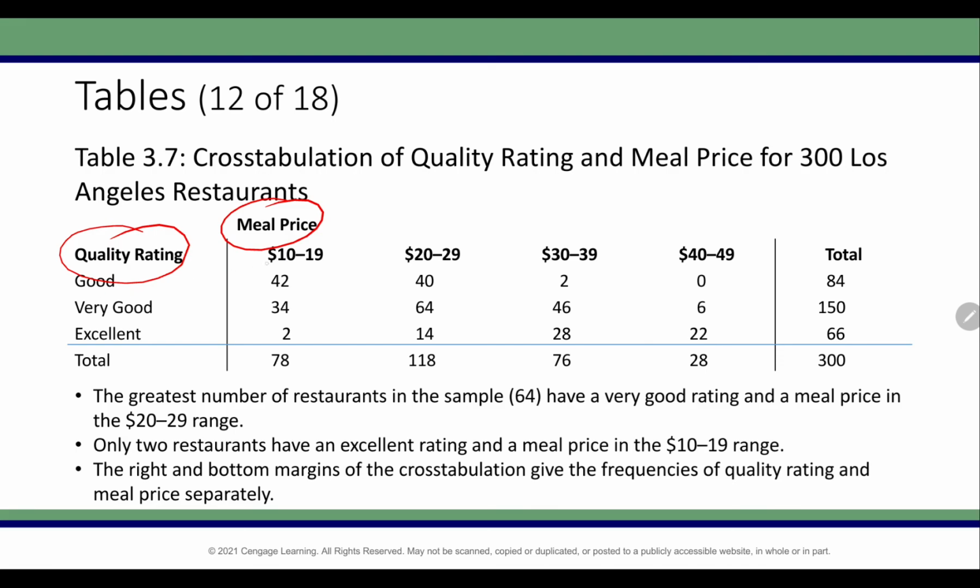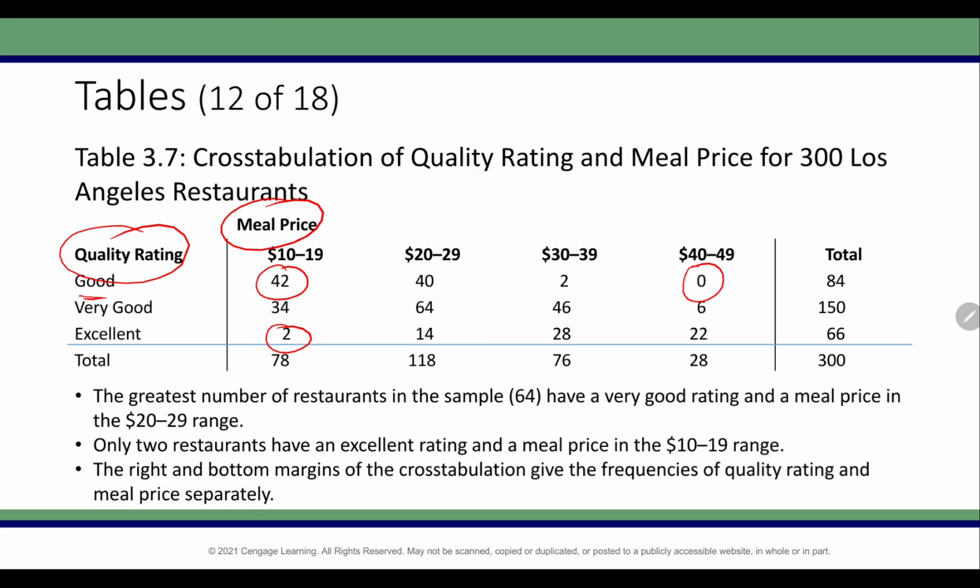For example, in the meal price range of $10 to $19, there are 42 restaurants which have a good rating. Within the meal price range of $10 to $19, there are only 2 restaurants which have an excellent rating, and so on. So we have taken 2 variables, and within the combinations of those, we are counting how many restaurants are within that category. This is one way. You can do other things as well, but here we are just interested in how many restaurants there are.